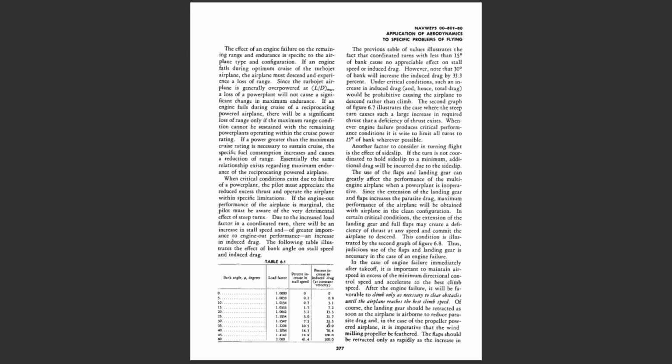The previous table of values illustrates the fact that coordinated turns with less than 15 degrees of bank cause no appreciable effect on stall speed or induced drag. However, note that 30 degrees of bank will increase the induced drag by 33.3%. Under critical conditions, such an increase in induced drag, and, hence, total drag, would be prohibitive, causing the airplane to descend rather than climb. The second graph of figure 6.7 illustrates the case where the steep turn causes such a large increase in required thrust that a deficiency of thrust exists.